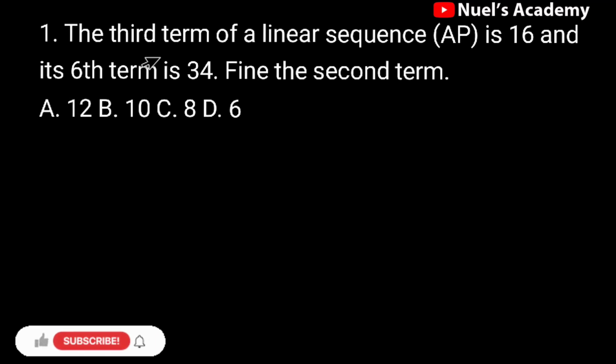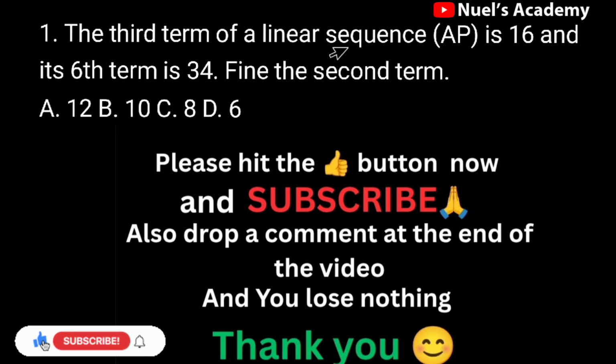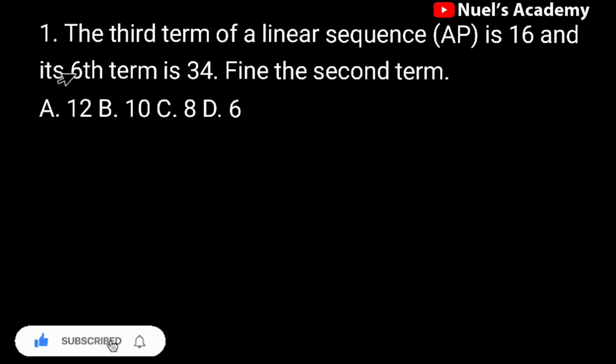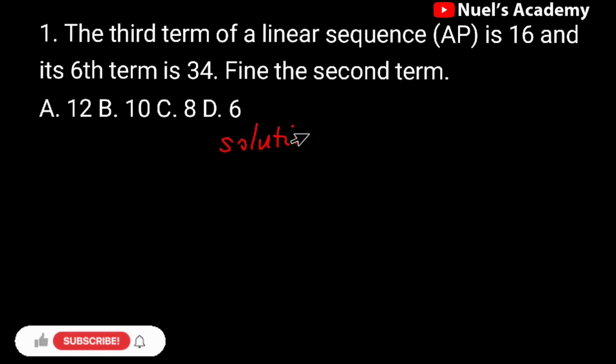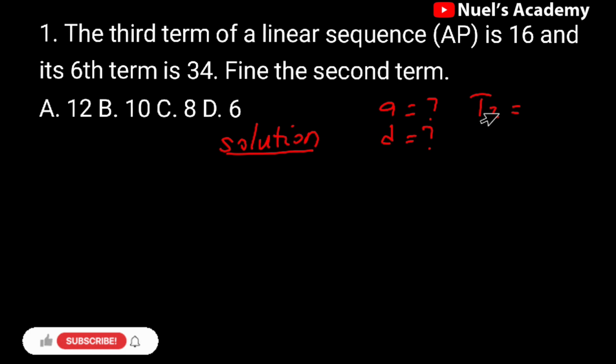Question number 1. The third term of a linear sequence AP is 16 and the sixth term is 34. Find the second term. So we have the solution. In this question, we don't know the first term and we don't know the common difference, but we are asked to find the second term, which is T2. I know that T2 is equal to A plus D.